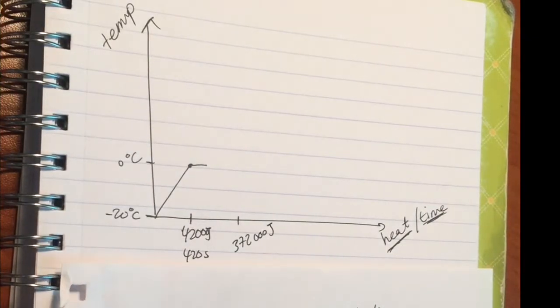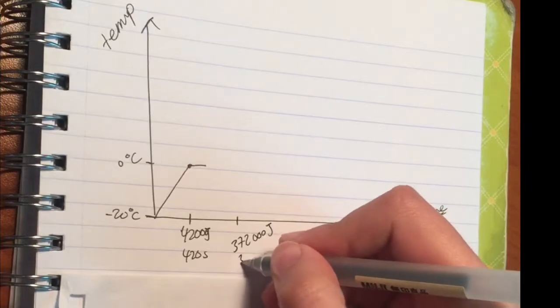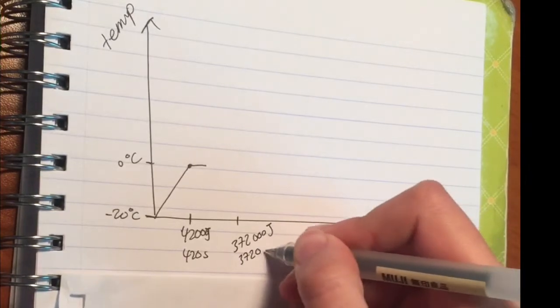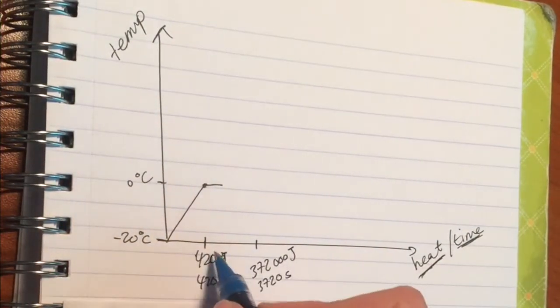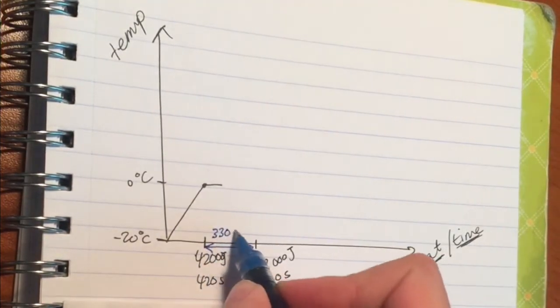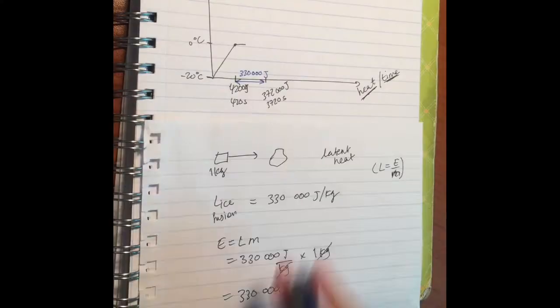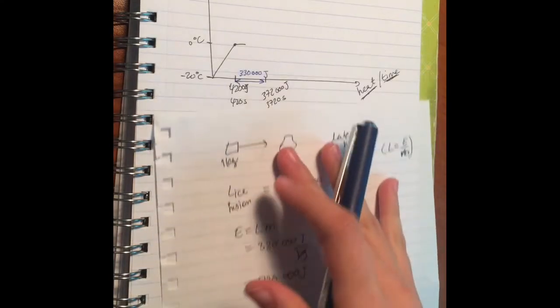Or if you need the time, you can calculate the time since you have the power. So you're going to have 372,000 seconds. So this will be 330,000 joules, or 3,300 seconds if you're using a 100 watt heater.